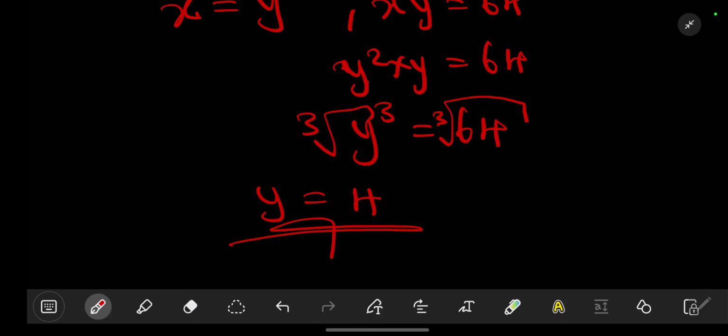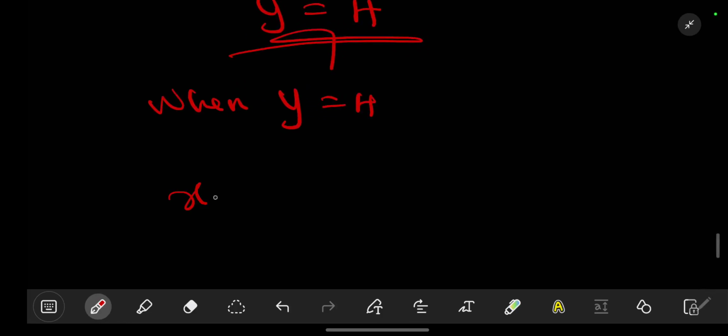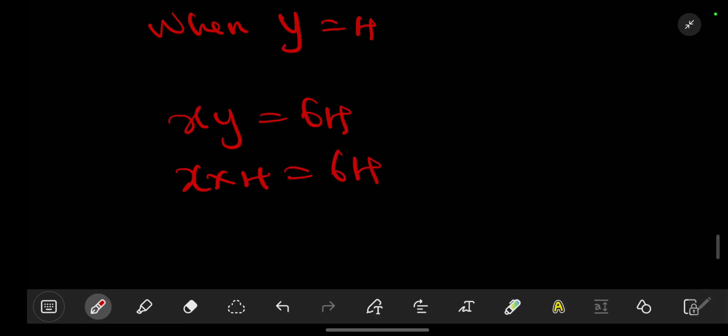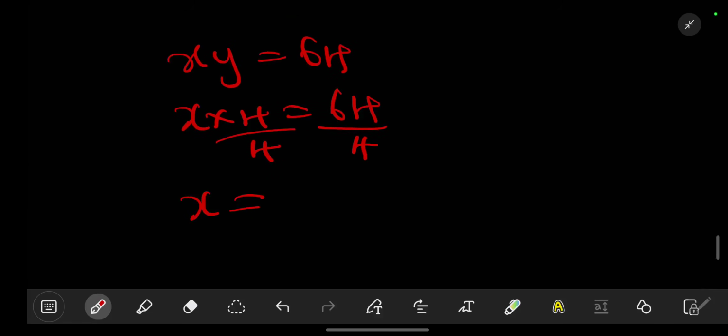Then if y is equal to 4, we are going to say, when y is equal to 4 for the equation which is saying xy is equal to 64, where there is y we put 4, so we have x times 4 should be equal to 64. We divide by 4, and our x should be equal to 16. So 64 divided by 4 will give us 16.